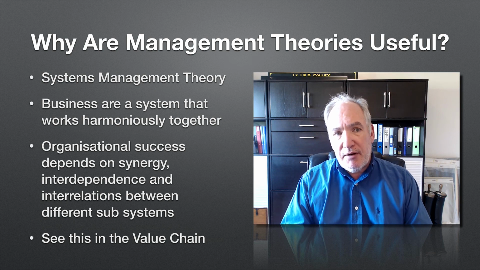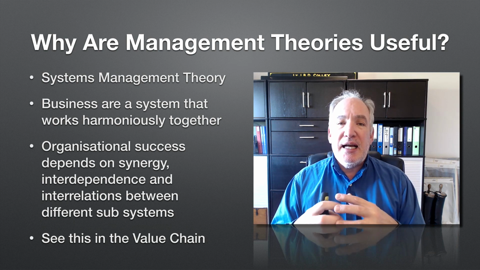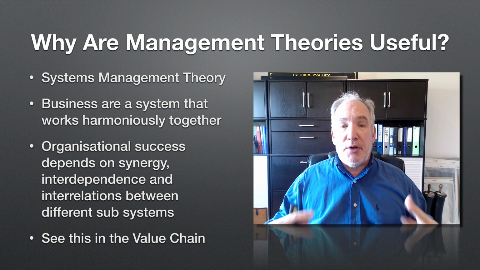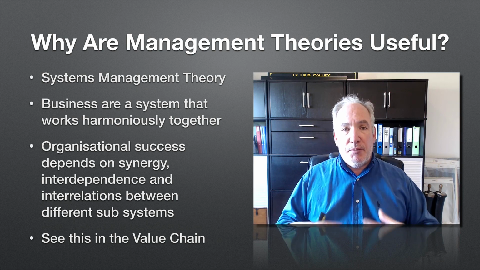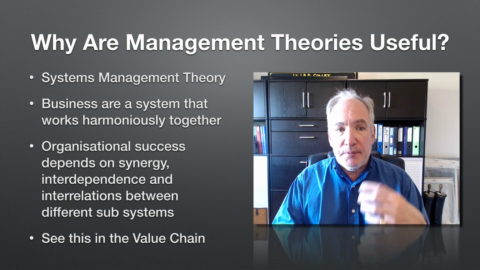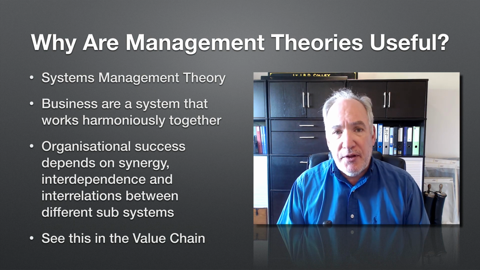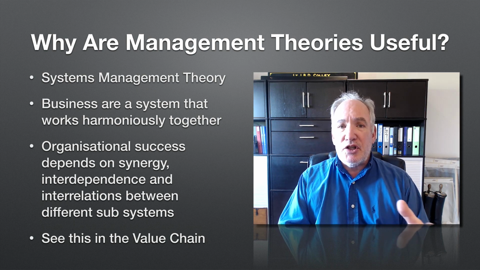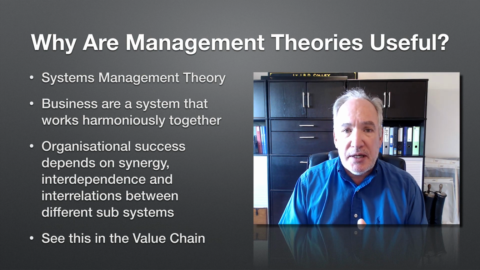Systems management theory takes a slightly different approach and basically argues that business is a system, a bit like the human body, with lots of different parts, and they have to all work together for the body to thrive and to stay alive. So organizational success in systems management theory depends on synergies, efficiencies, interdependence, and interrelations between different systems.